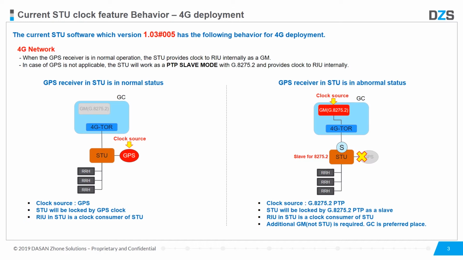If something goes wrong for some reason, for example, a decrease in satellite signal, a GPS cable connected badly to the STU, or GPS disconnection, so that the GPS cannot function properly as the primary clock of the STU, then the STU would operate in PTP slave mode of G.8275.2 and provide the LIU PTP clock.